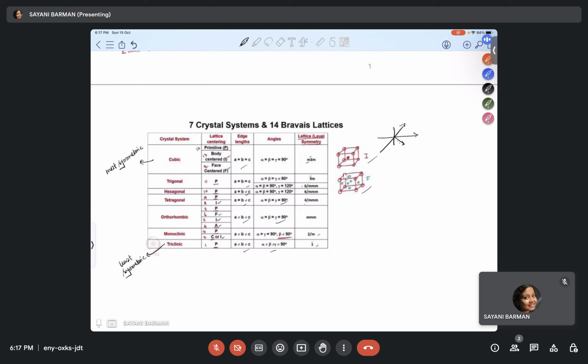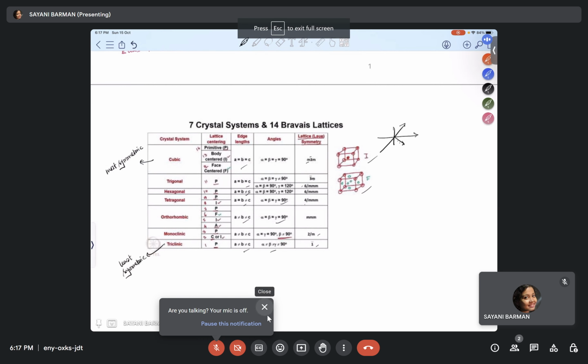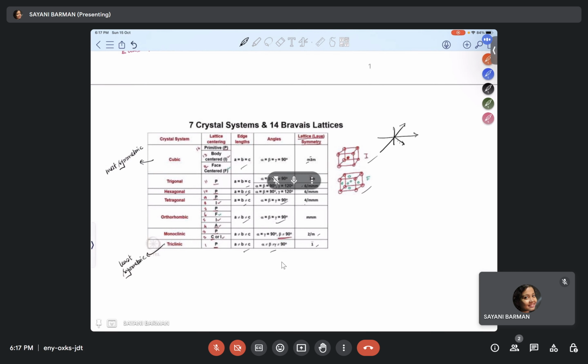And 1 bar is only one inversion center present, because onefold rotation means 360-degree rotation, means you will get the indistinguishable structure only, right? So Laue symmetry refers to the symmetry of a crystal's diffraction pattern when it is exposed to X-rays, electrons or neutrons. It is named after the scientist Max von Laue. And he also won the Nobel Prize for the discovery of X-ray diffraction by crystals.